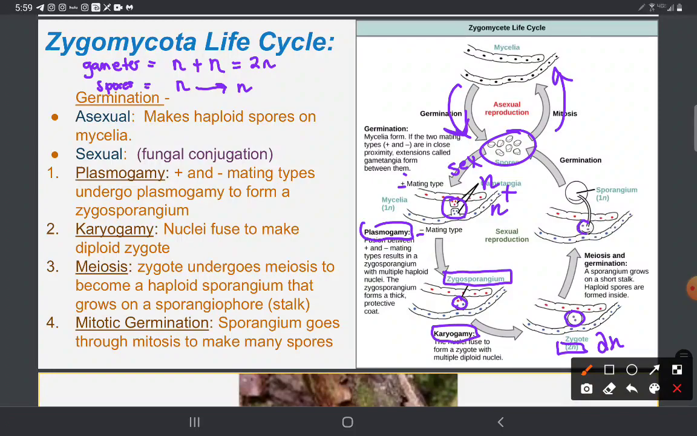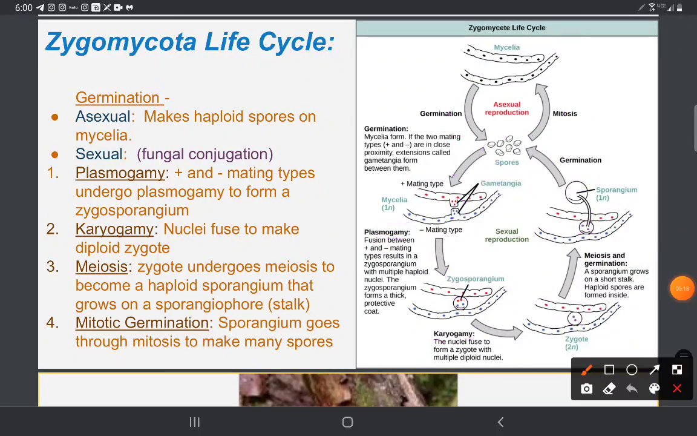And so then that is going to go through meiosis, actually. And again, remember, meiosis takes diploid cells and makes them haploid again, randomly only passing on half of the genes. And that's going to create a structure called a sporangium. That sporangium begins to fill with spores through mitosis, and those spores are then released. And that's the whole process.